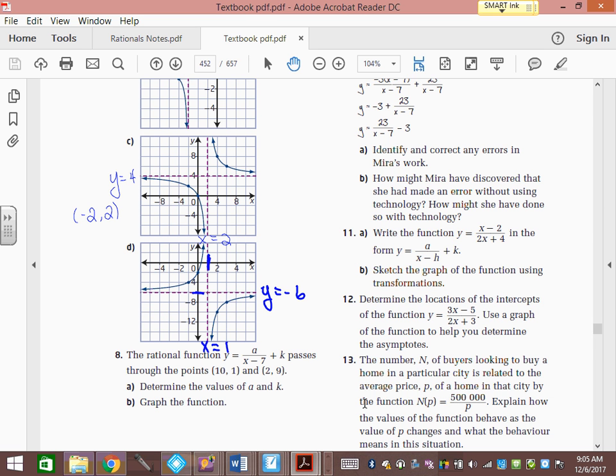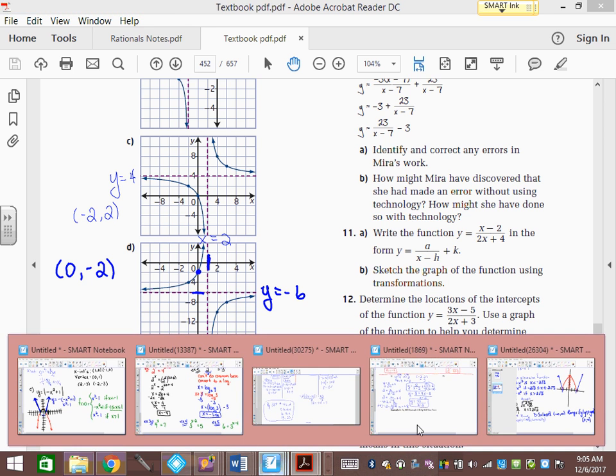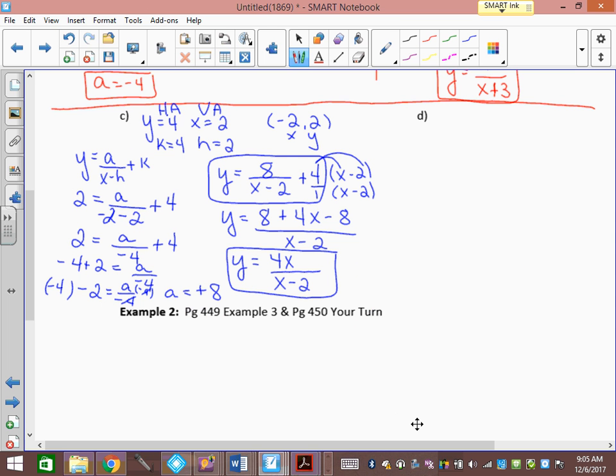And we have a coordinate at 0, negative 2. 1, negative 6. 1, negative 6, 0, negative 2. Do you have to use the same point as I used? No. As long as it's a bolded point, it should work. You should get the same a value.